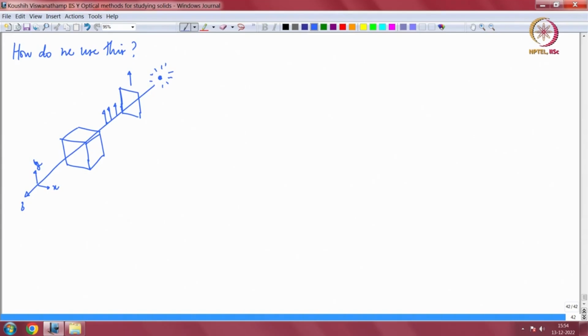So for the birefringent crystal, let us say the optical axis, like we discussed, is in a plane perpendicular to z. So it is in the xy plane. I will denote the optical axis in red, and it is in this direction at some angle. So if I take it like this, it makes an angle, let us say theta, with the y axis, and it makes an angle pi by 2 plus theta with the x axis.